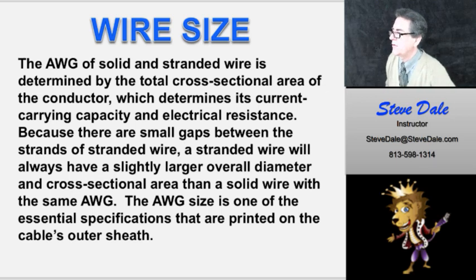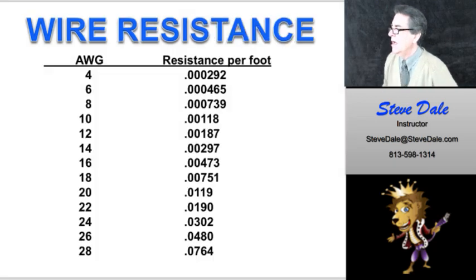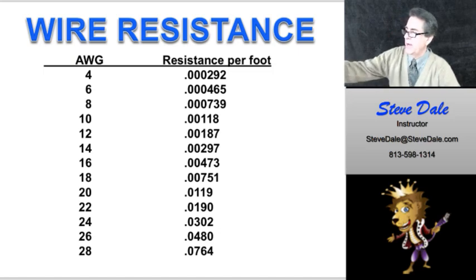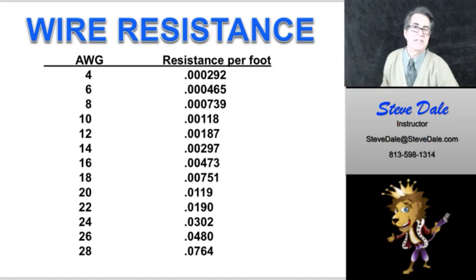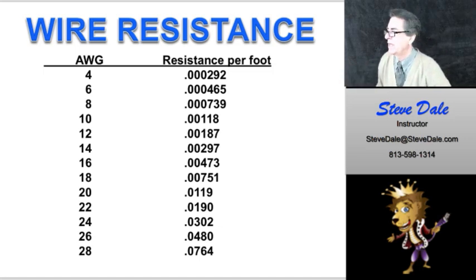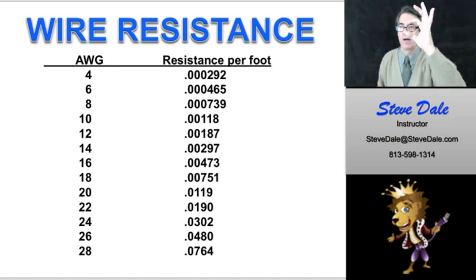So if you look at this graph here, and this is what you need to know, different sizes of AWG, American wire gauge, right? So obviously, the lower the number, what happens to the resistance? The resistance gets less, right? Because the lower the number, the bigger the cross-sectional area, right?